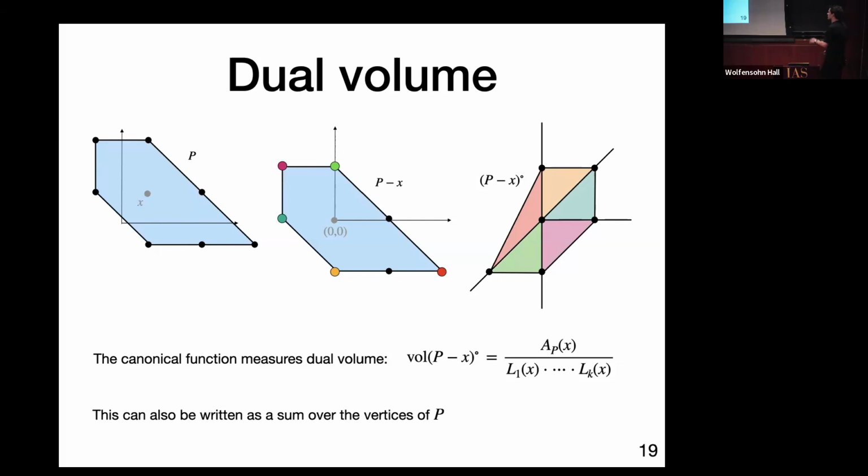What will be important for the next slide is that you can write this dual volume as a sum over the vertices. The colorful simplices that you see here correspond to the colorful vertices here. That's the color coding. For instance, this orange vertex corresponds to this positive contribution to the volume.